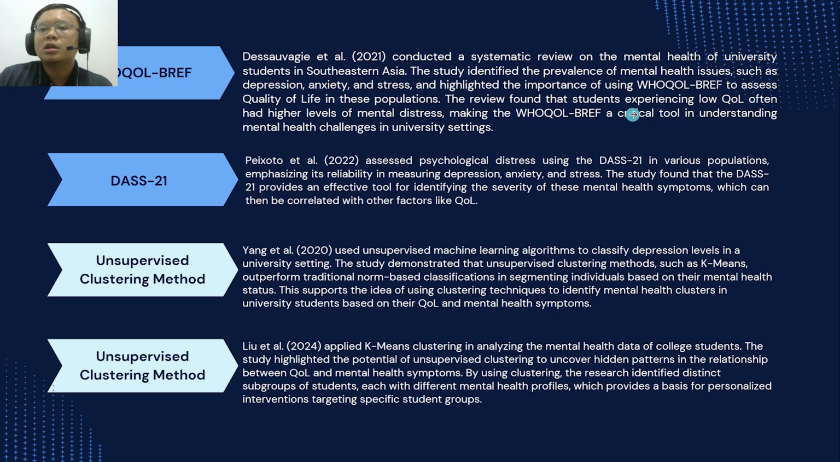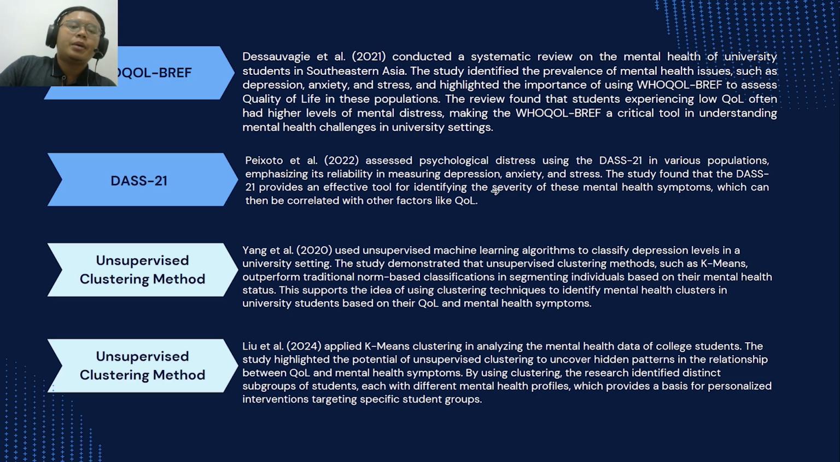They found that students experiencing low QOL, or quality of life, often had higher levels of mental health distress. This makes the WHOQOL one of the reliable tools to assess the quality of life of the students. And then the second study, by Pixoto in 2022, used the DASS 21 in various populations, emphasizing its reliability in measuring depression, anxiety, and also stress, especially among students. They also found that the DASS 21 provides results which can be correlated with other factors such as quality of life.